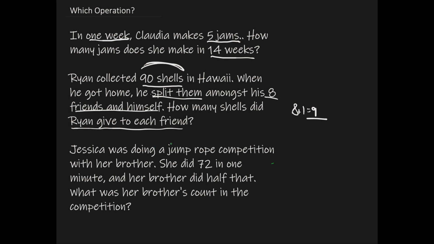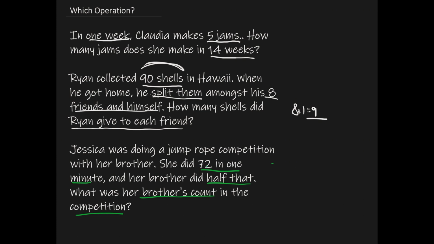Okay? Jessica was doing a jump rope competition with her brother. She did 72 in 1 minute, and her brother did half that. What was her brother's count in the competition? Okay? So what is our total, right? What's our keyword? Okay, I want you to figure out if you can get both of them, right? If you got both of them, good job.